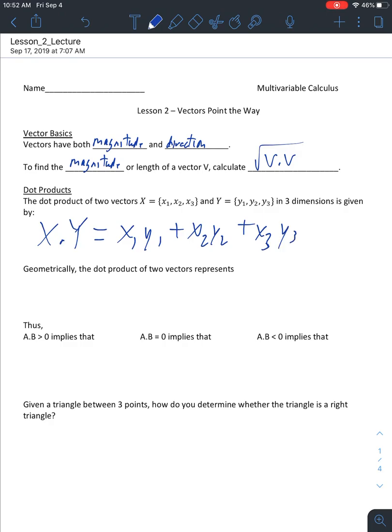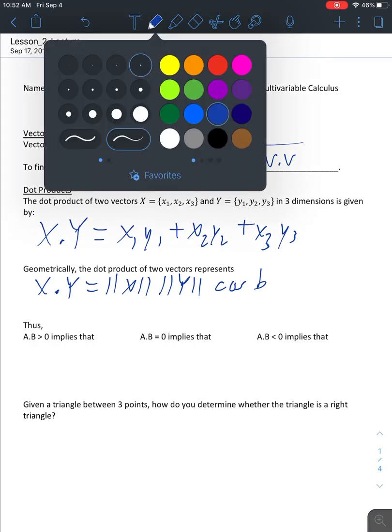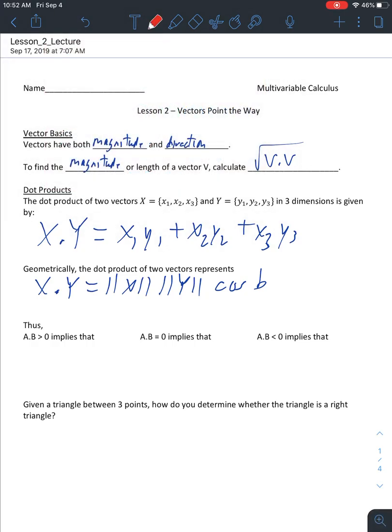Okay, geometrically, you might have learned this before in your physics class or pre-calc class. x dot y is equal to the magnitude of x times the magnitude of y times the cosine of some angle b. So geometrically, what does all that represent? Well, x is just your x magnitude, y is your y magnitude, and b is the angle between x and y.